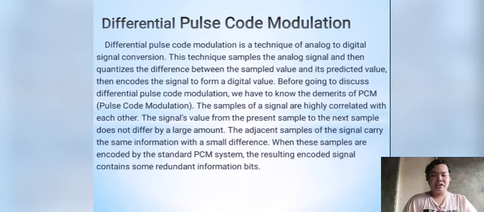Before going to discuss differential pulse code modulation, we have to know the demerits of PCM, pulse code modulation. The samples of a signal are highly correlated with each other. The signal's value from the present sample to the next sample does not differ by a large amount. The adjacent samples of the signal carry the same information with a small difference. When these samples are encoded by the standard PCM system, the resulting encoded signal contains some redundant information bits.